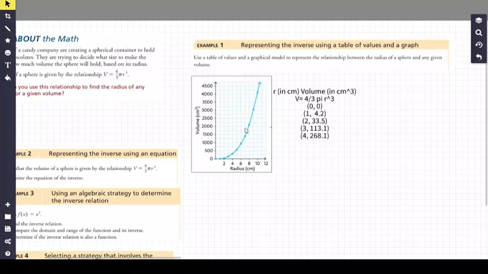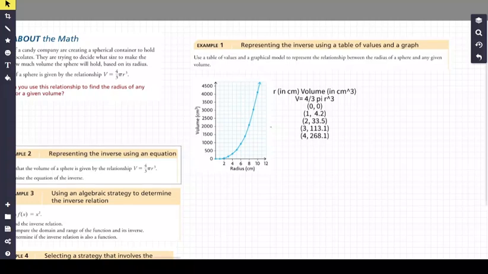And we created this table of values and we calculated the volume for the specific radius. And now we drew a scatter plot and then we graphed it together. Now we have this graph. So we have a graphical model now. We're done with example 1. Let's see how we're going to find the inverse.